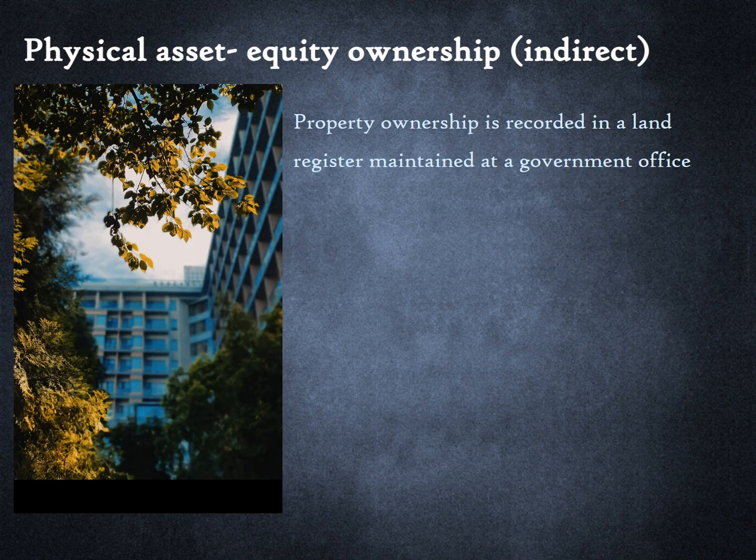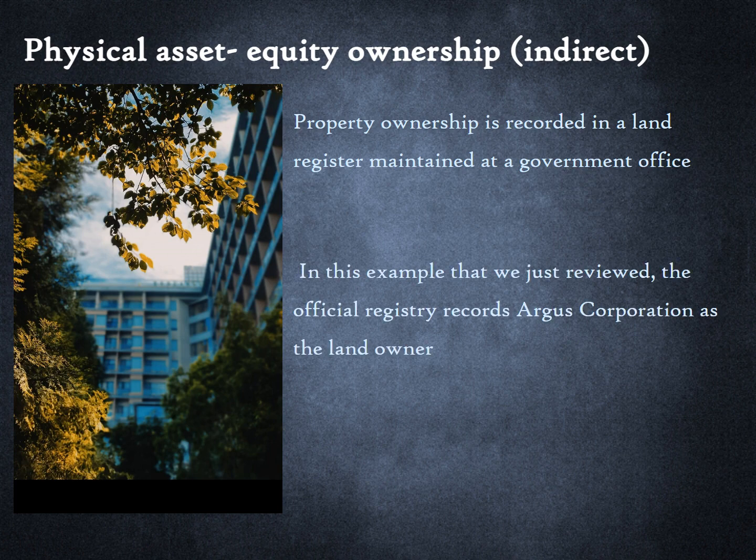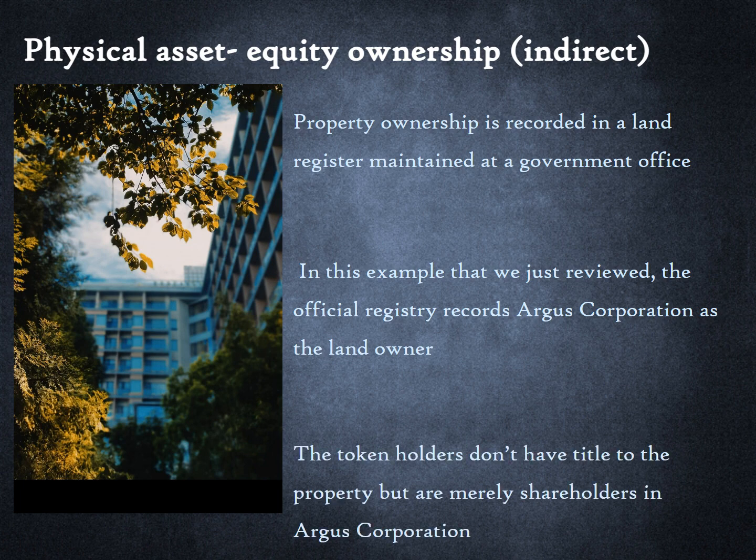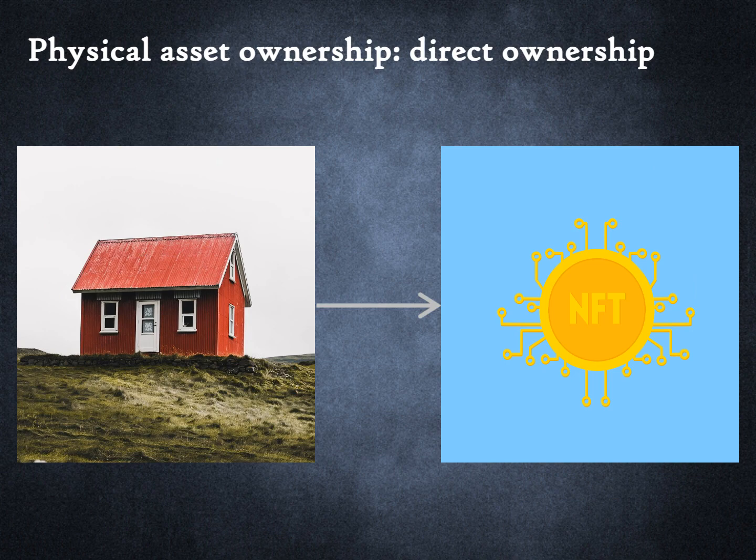In the United States, property ownership is recorded in a land register maintained at a government office, namely the local county office. In this example that we just reviewed, the official registry records Argus Corporation as the landowner. The token holders don't have title to the property but are merely shareholders in Argus Corporation. Imagine a world where real estate property ownership is actually recorded on a blockchain by a government authority. The ownership is recorded via a non-fungible token on a smart contract.